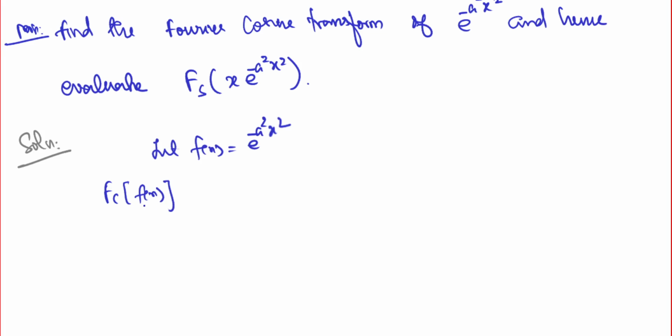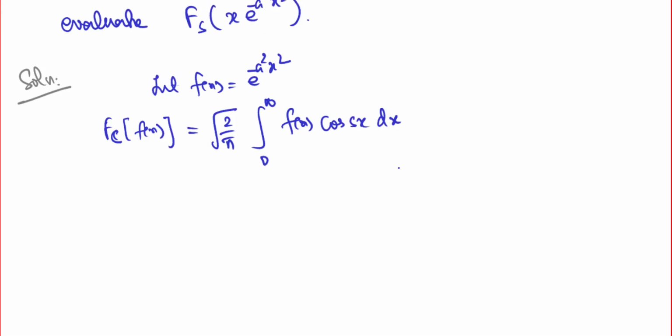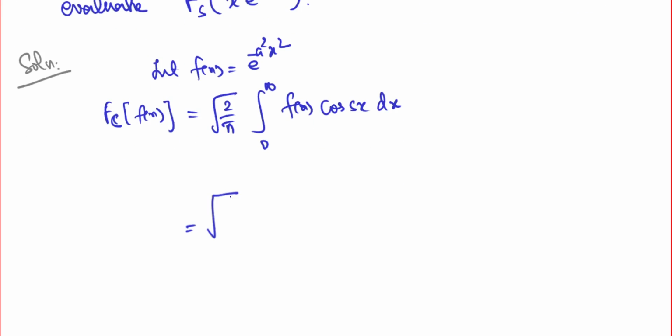So I can write Fc of f of x equal to square root of 2 by pi into integral 0 to infinity f of x into cos sx dx. Now this is equal to square root of 2 by pi into integral 0 to infinity e to the power minus a square x square into cos sx into dx. So that's the integration.